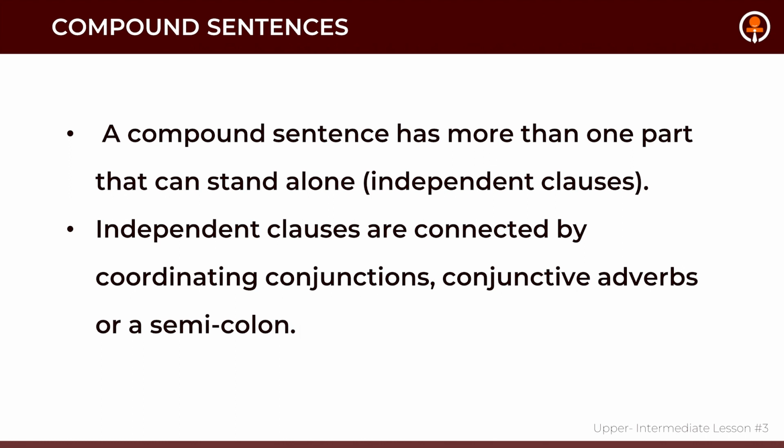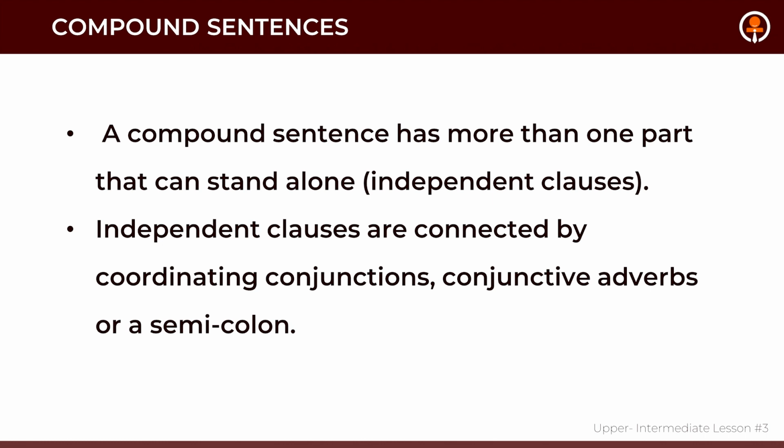So what is a compound sentence? A compound sentence has more than one part that can stand alone. So a compound sentence has at least two or more independent clauses. In other words, it consists of simple sentences that can be used separately. And independent clauses are connected by coordinating conjunctions, conjunctive adverbs, or a semicolon.